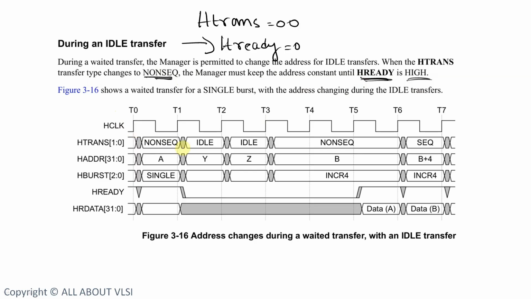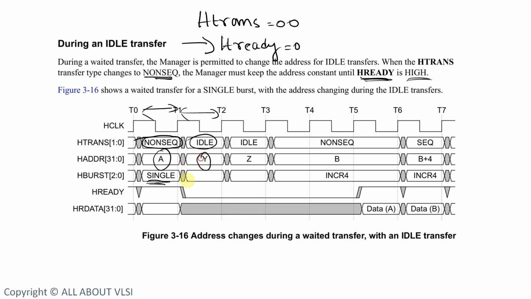So let's see what this is. Here we can see in the T0 to T1 cycle, our HREADY is equal to 1. The transfer type is nonsequential, and the address the master is providing is address A, say, and HBURST is single burst. This is what the master is providing. Now in the T1 to T2 clock cycle, we can see the transfer type is idle. And what about the address? It is Y.